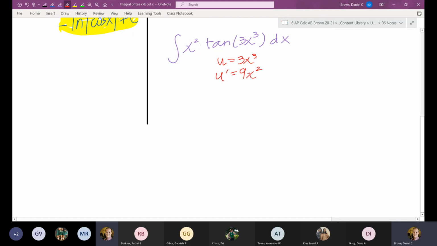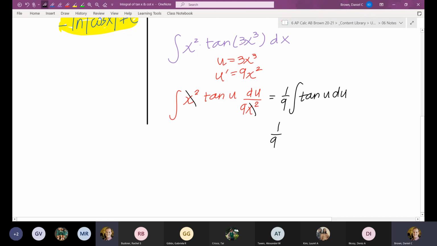And I can go ahead and do my u substitution. So I have the integral of x squared, this is now the tangent of u, du over u prime. The x squareds are canceling out. And so we're really just integrating 1/9 times the integral of the tangent of u du. Well, how do I integrate that? 1/9 is just a coefficient, so it's coming across.